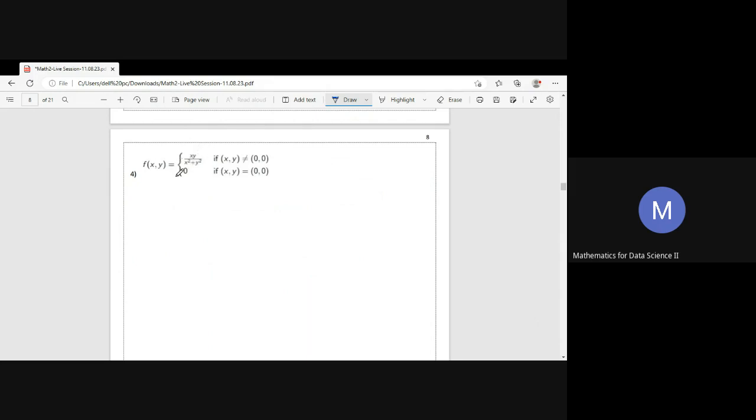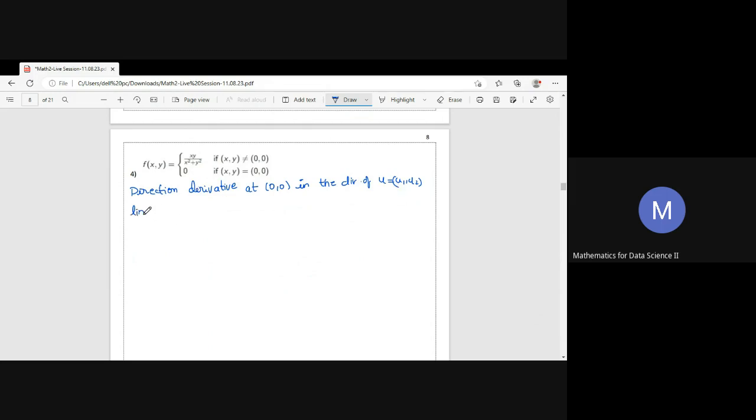You have to find the directional derivative of this function at 0, 0 in the direction of an arbitrary unit vector. Okay. So first you are considering a unit vector.